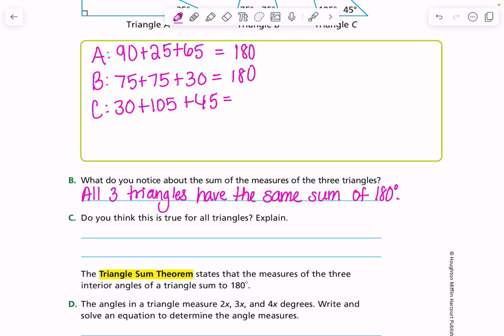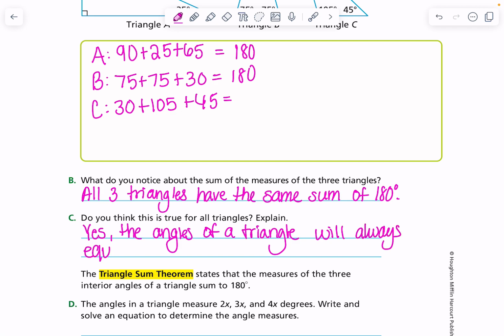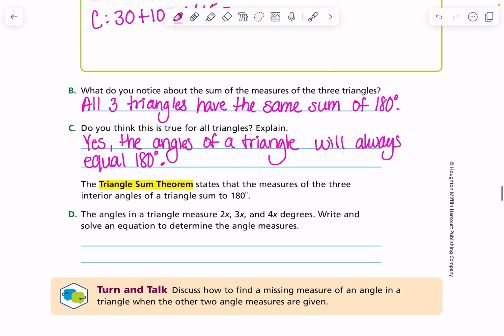C says, do you think this is true for all triangles? Well, yesterday we explored with this a little bit, and yes. Yes, the angles of a triangle will always equal 180 degrees. This is called the triangle sum theorem. It states that the measures of the three interior angles, interior, remember that's inside, of a triangle, that their sum is going to be 180 degrees.